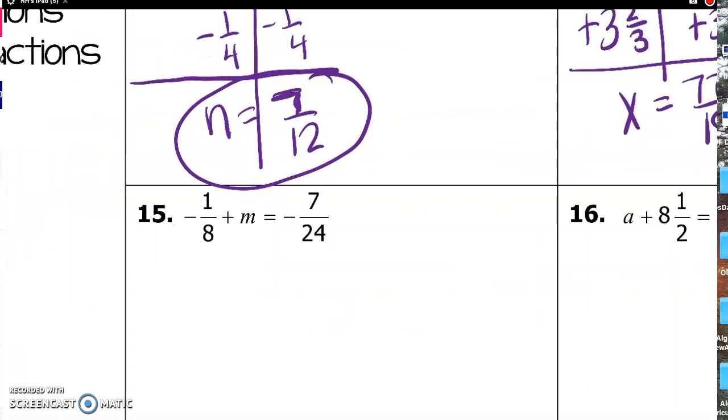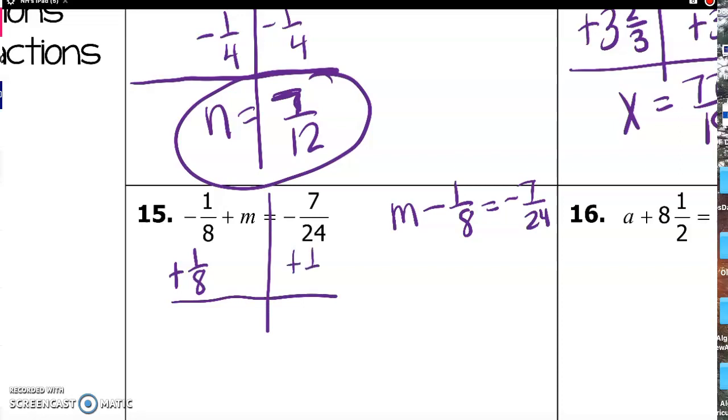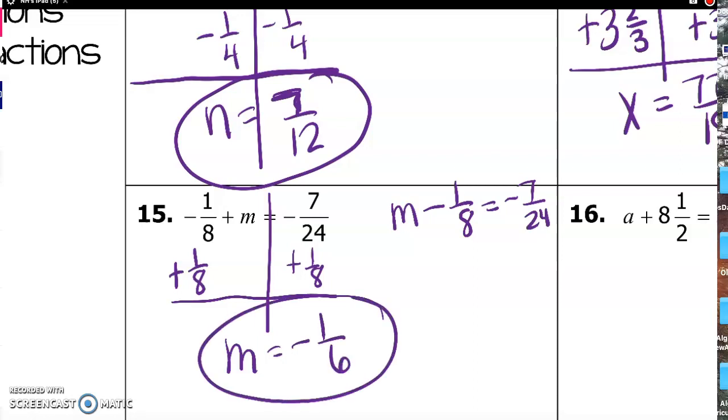Number 15 is our tricky one. We're adding, but we're adding a negative 1/8. So we need to add a positive 1/8 to get rid of that. Again, if it's easier to switch it, you can rewrite it as m minus 1/8 equals negative 7/24. All right, but either way, we need to add 1/8 to both sides. So negative 7/24 plus 1/8. And that should give us negative 1/6. So m equals negative 1/6.